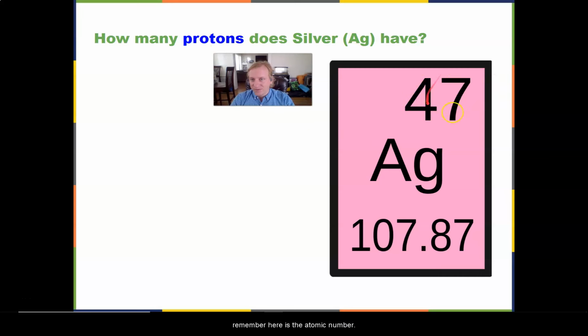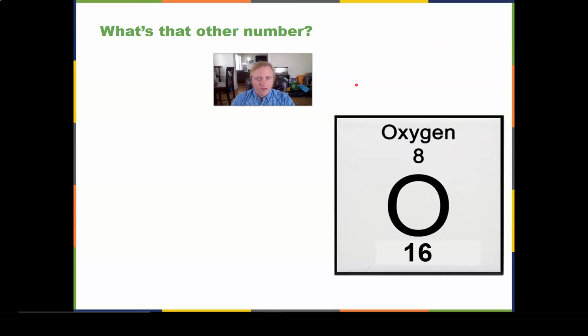And remember, here's the atomic number right here. Remember what that tells you. Let's do another one. How many protons does oxygen have? It has 8, right? Because the atomic number is 8.